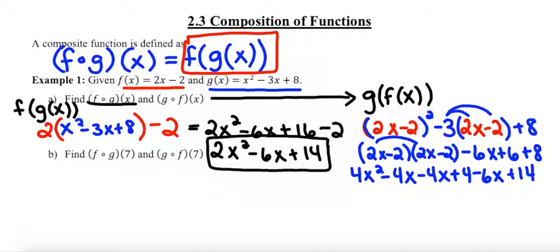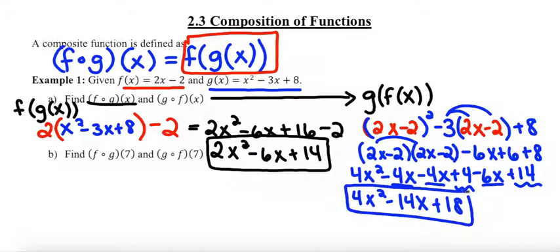All right. Now let's see if I can combine some like terms. I get a 4x squared. I have minus 4x minus 4x minus 6x. So that one is going to give me a minus 14x. I have a plus 4 and a plus 14, so plus 18. And that is as simple as that one can go. So we're putting one into the other.